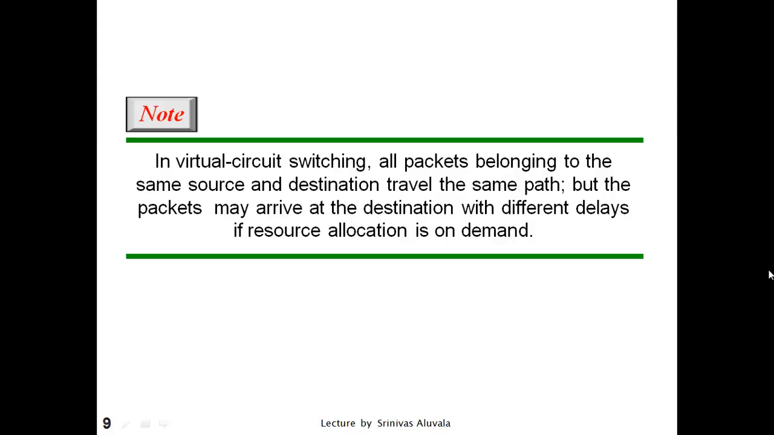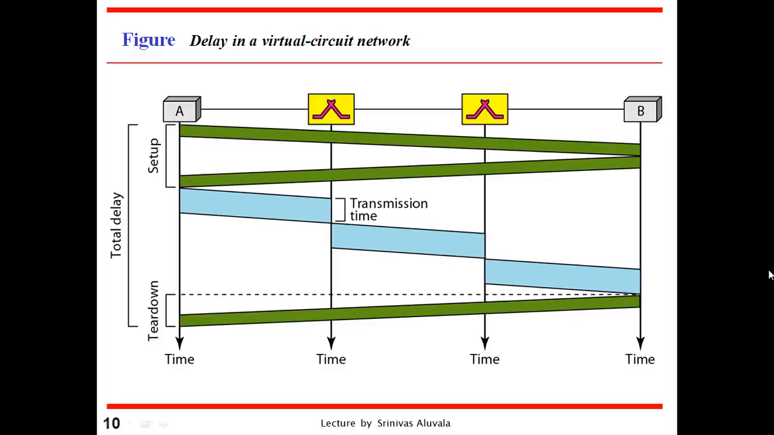In virtual circuit switching, all the packets belonging to the same source and destination travel the same path, but the packets may arrive at the destination with different delays if the resource allocation is on demand. Delay in a virtual circuit network.